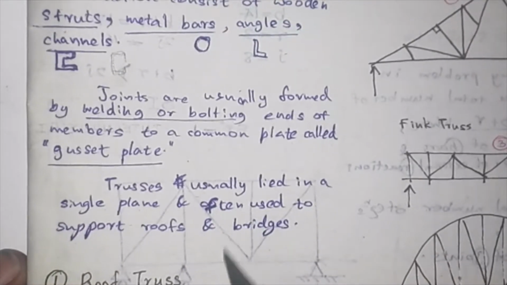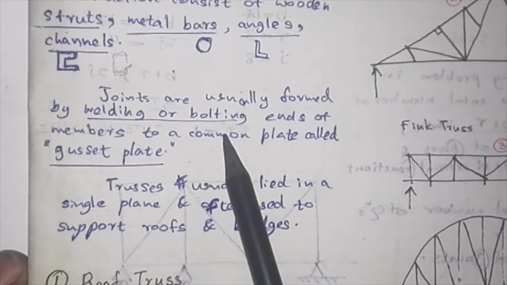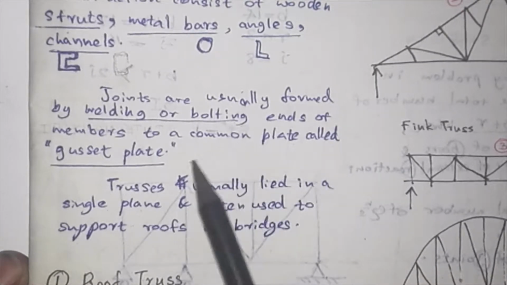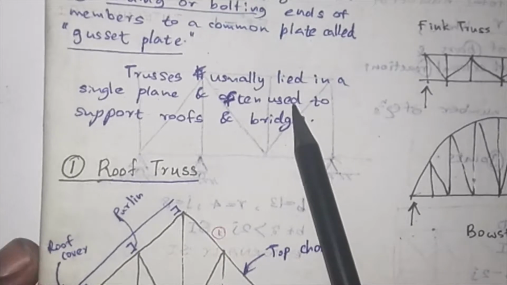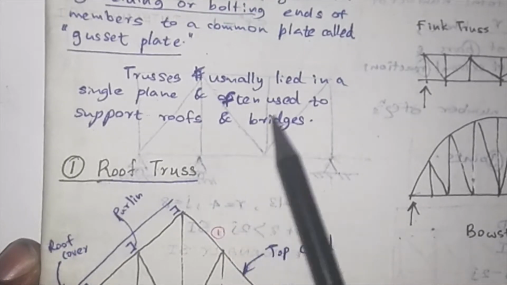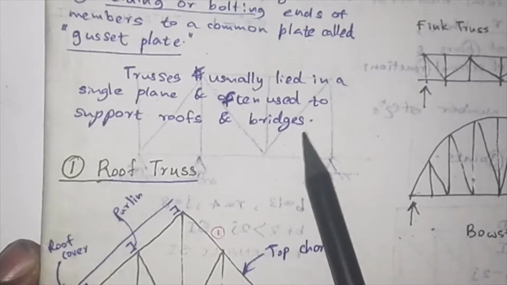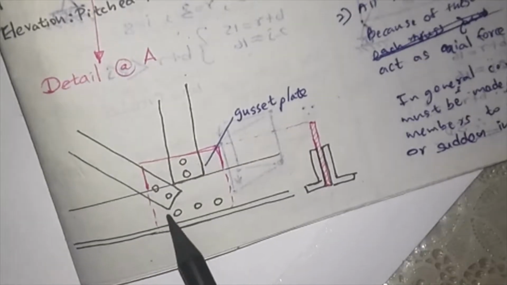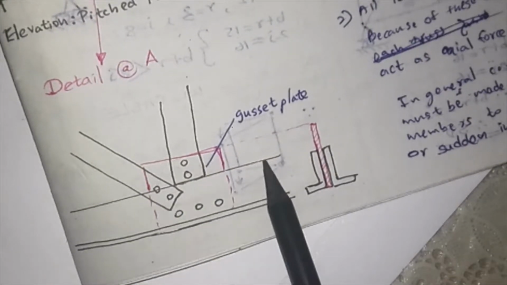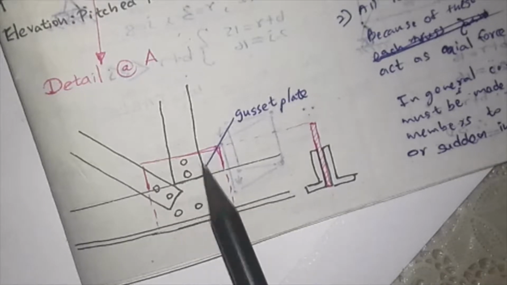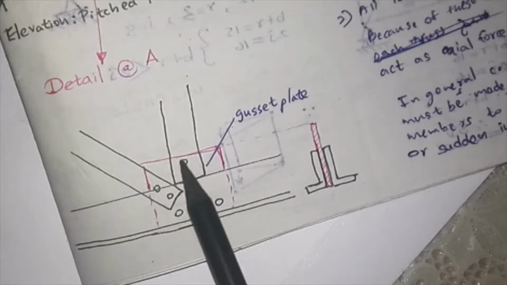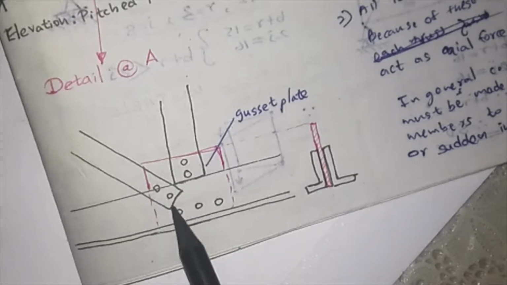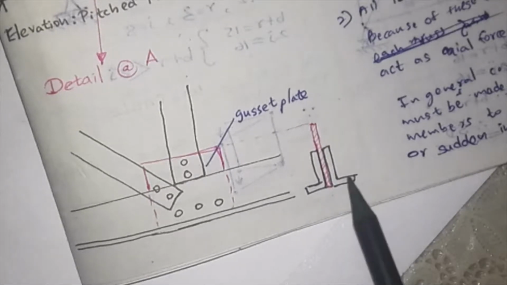Joints are usually formed by welding or bolting the ends of members to a common plate called a gusset plate. Trusses usually lie in a single plane and are often used to support roofs and bridges. I can see a gusset plate here. In this figure you can see an I section, another I section coming, and another section coming. In this joint a gusset plate has been put and connected by bolting.